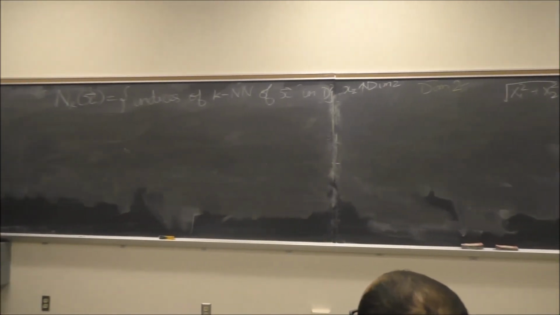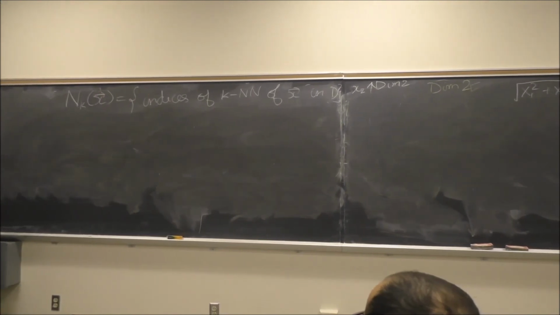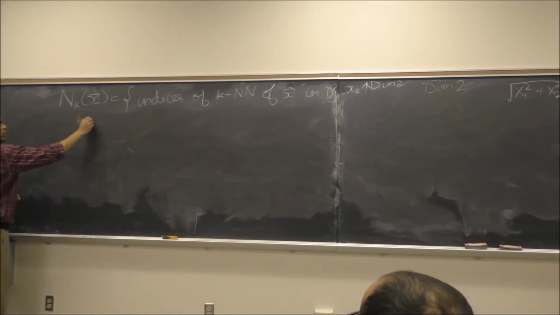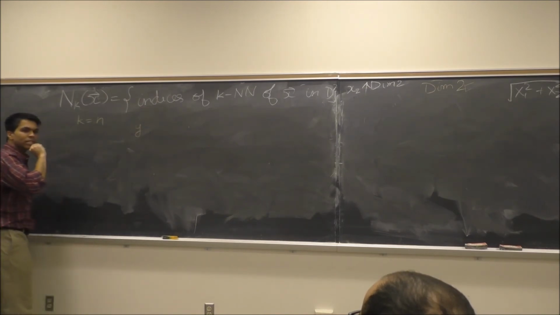Here's the neighborhood set. We said this was k nearest neighbors. Let me do a simple thing. Let's set k equals n. So we're going to look at all possible neighbors, right? The entire data set. What happens to unweighted nearest neighbor in this case?